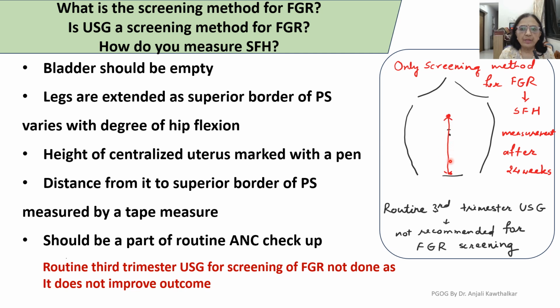And this symphysiofundal height measurement should be a part of routine antenatal checkup after 24 weeks. So first is at 28 weeks we should be measuring it, and later whenever patient is coming for the subsequent antenatal visit it should be done. And it is the best method and only screening method for fetal growth restriction, where as we have already seen in the last slide, anytime the lag is greater than 3 centimeters, then it is suggestive of fetal growth restriction. Then it will be an indication to proceed with ultrasonography.